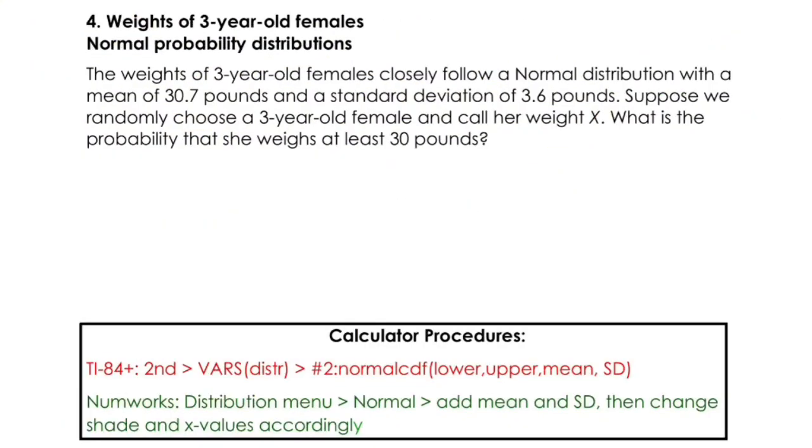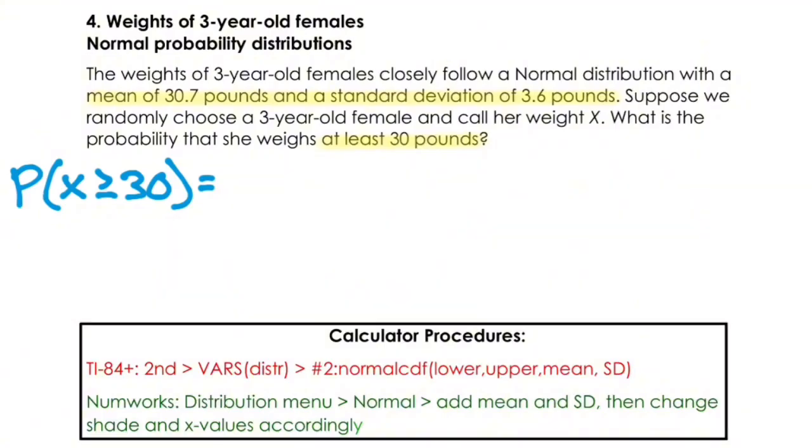Let's now finish by looking at one that's going to involve us dealing with z-scores and the normal model. Here we go. Weights of 3-year-old females. The weights of 3-year-old females closely follow a normal distribution with a mean of 30.7 pounds and a standard deviation of 3.6 pounds. Suppose we randomly choose a 3-year-old female and call her weight X. What is the probability that she weighs at least 30 pounds? We have not done z-score related things in a while, so if you remember how to do it, maybe pause the video, give it a shot.